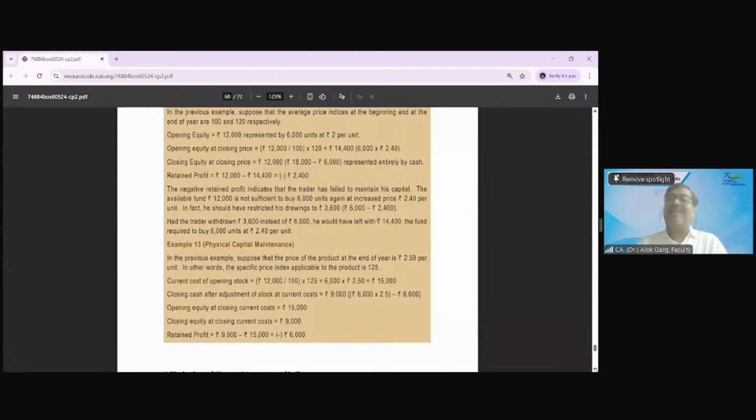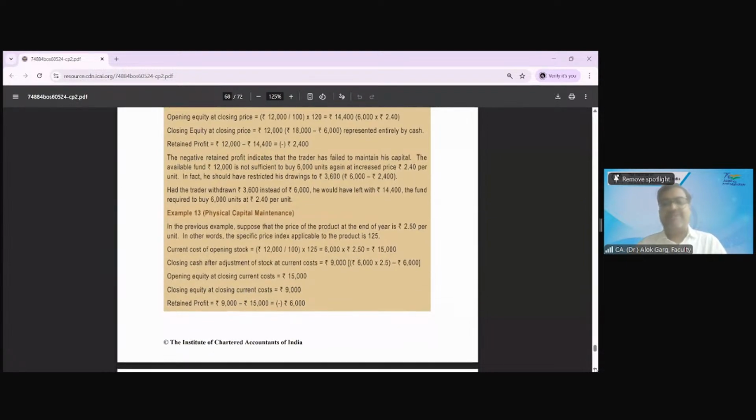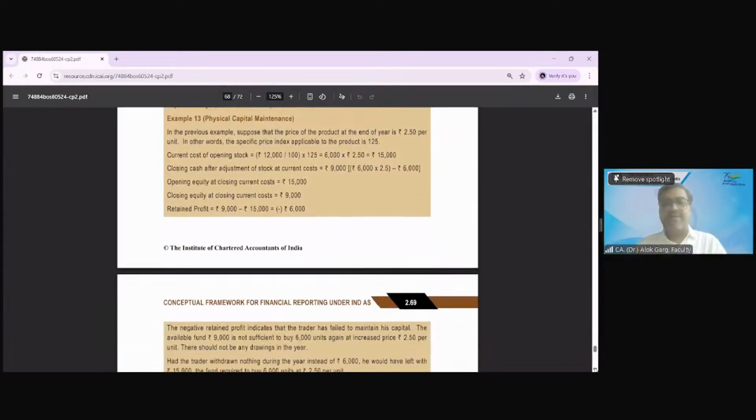Now, what is the physical capital maintenance concept? So let me explain this concept. In the previous example, suppose the price of the product at the end of the year is 2 rupees 50 paisa. In other words, specific price index is 125. 2 रुपए का 2 रुपए 50 पैसे हो गया, 25% बढ़ गया. Current cost of the opening stock: 12,000 by 100 multiply by 125.